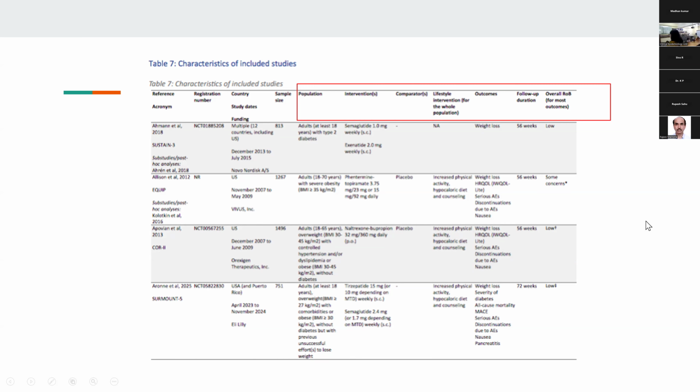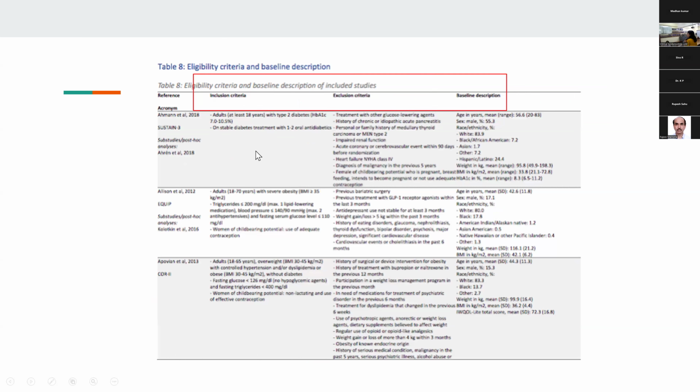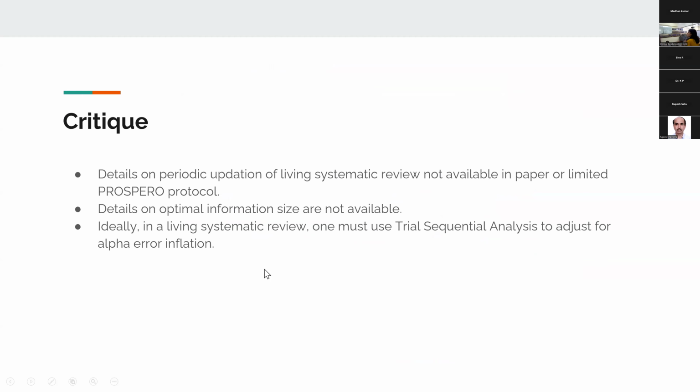I just wanted to bring to everyone's attention that in this systematic review, their minimum period for taking studies was 52 weeks. They needed at least a 52-week follow-up because all-cause mortality and MACE were outcomes that they were looking at. They also had for each study the inclusion criteria, exclusion criteria and baseline characteristics. So this was very well done, I thought, like it was there for all 69.